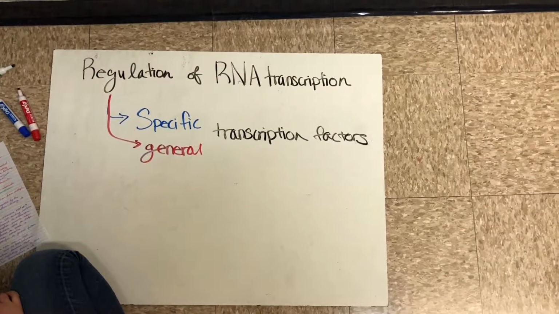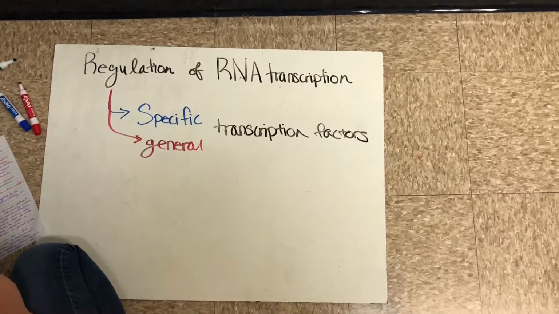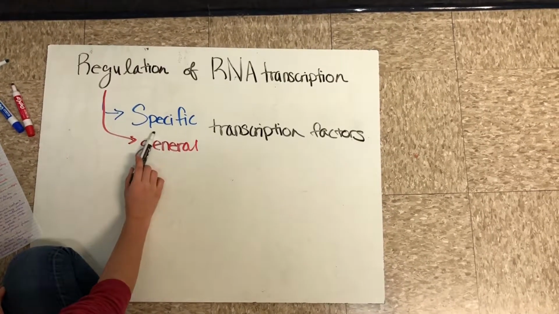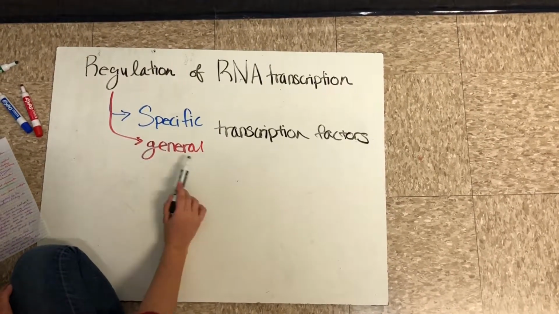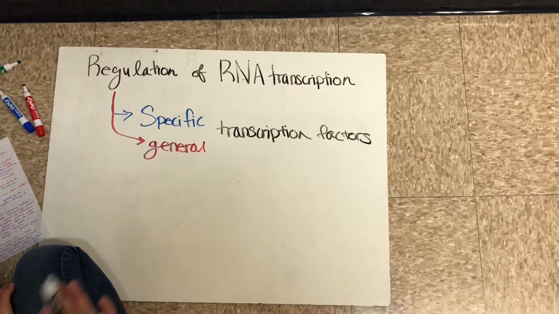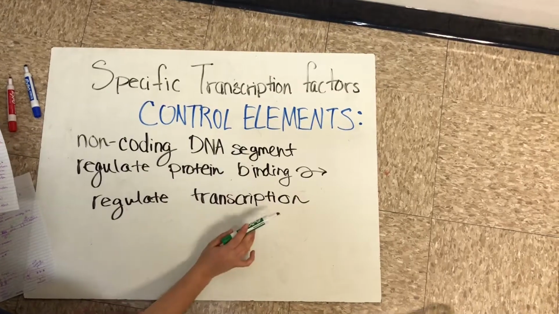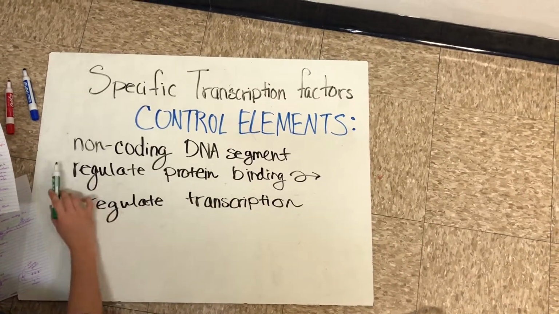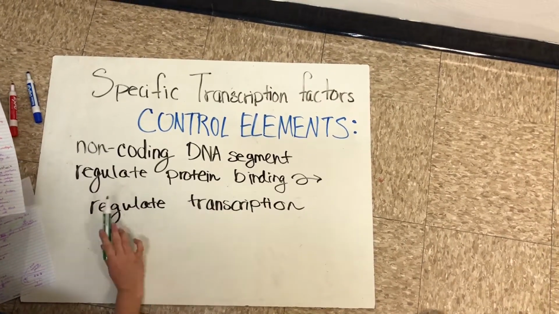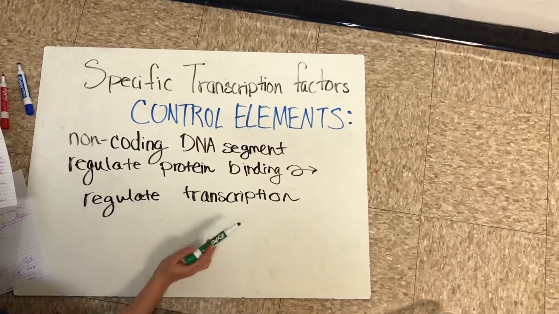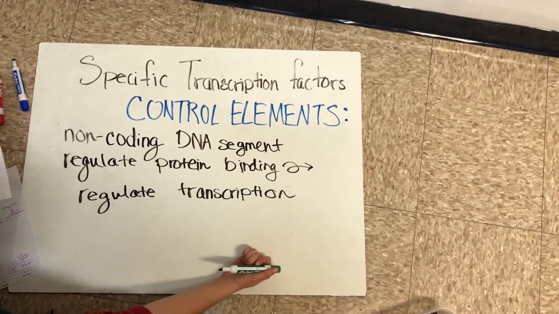How is RNA transcription regulated? There are specific transcription factors that then follow general transcription factors. Specific transcription factors include control elements. Control elements are non-coding segments of DNA that regulate protein binding, which regulates transcription.